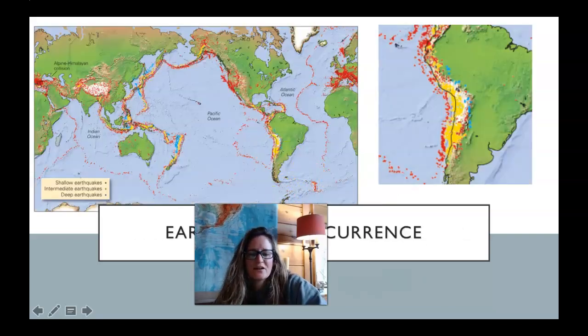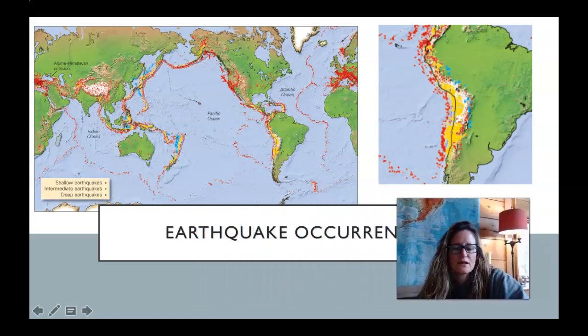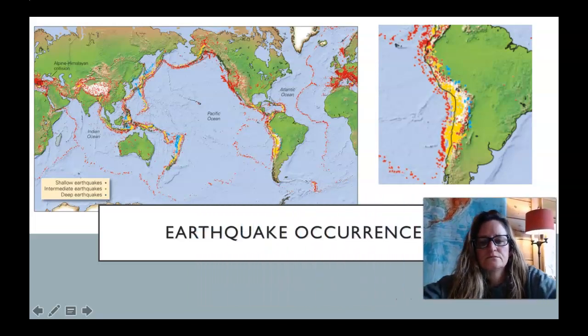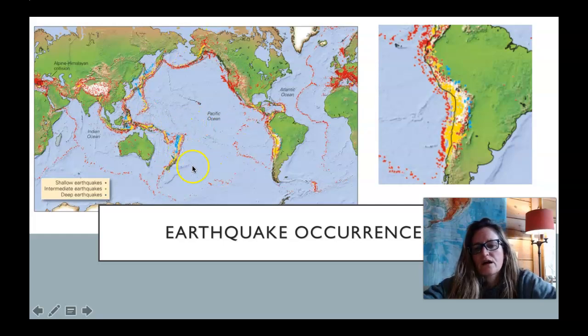Here's the earthquakes along the plate boundary, just going back a little bit. The red dots are earthquakes and the yellow are shallow earthquakes. So here, all around the Ring of Fire, we have earthquakes, a lot of red on there. Those are deeper earthquakes. The yellow represents some intermediate earthquakes.